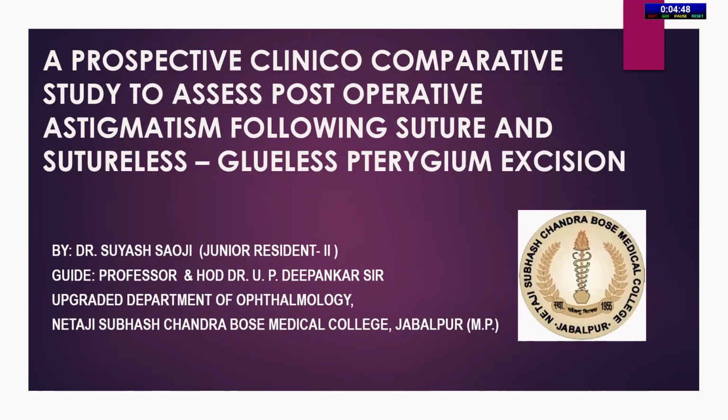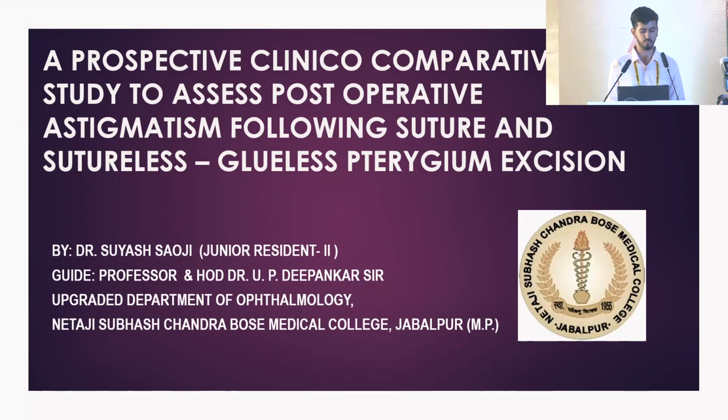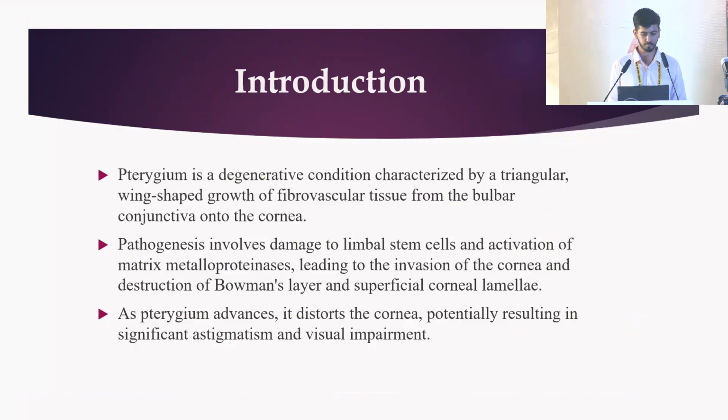Good morning everyone. My paper presentation topic is a prospective clinical comparative study to assess post-operative astigmatism following suture and sutureless glueless pterygium excision. Pterygium is a degenerative condition characterized by triangular wing-shaped growth of fibrovascular tissue from bulbar conjunctiva over the cornea. Pathogenesis includes damage to the limbal stem cell and activation of matrix metalloproteinase leading to invasion of the cornea and destruction of the Bowman's layer and superficial corneal lamina. As pterygium advances, it distorts the cornea, resulting in significant astigmatism and visual impairment.